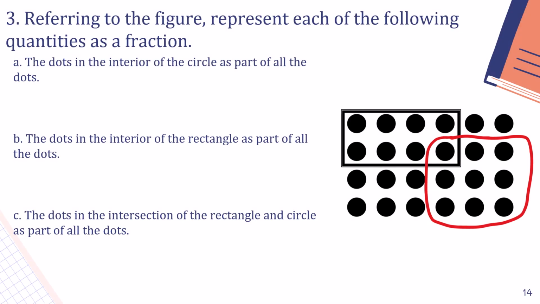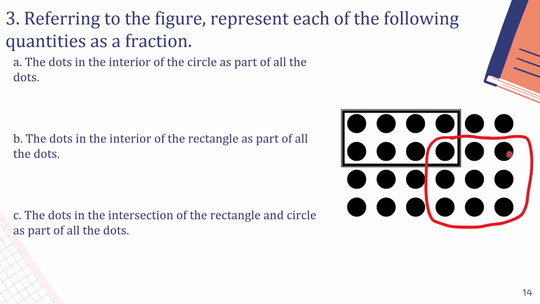Alright, so on number 3, it says, referring to the figure, represent each of the following quantities as a fraction. So we've got this drawing here, or this figure. We've got 4 dots, so 4 rows, and then 1, 2, 3, 4, 5, 6 columns. So there's 24 dots in total. And then within our little rectangle, we have 1, 2, 3, 4, 5, 6, 7, 8. So we've got 8 dots within the rectangle.